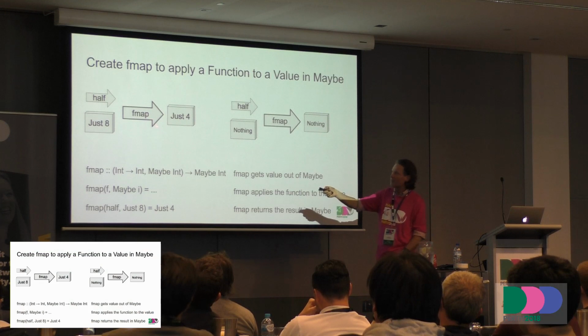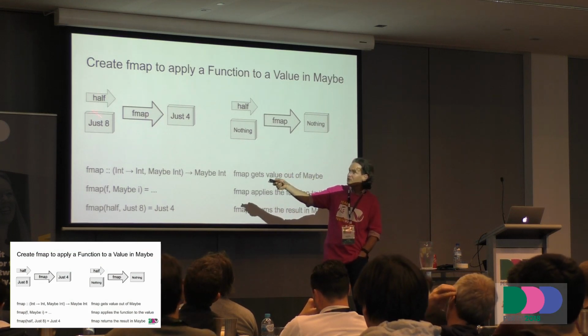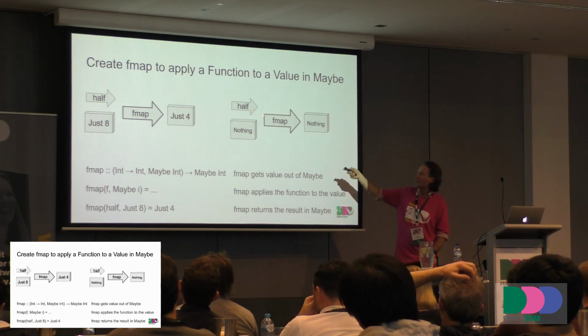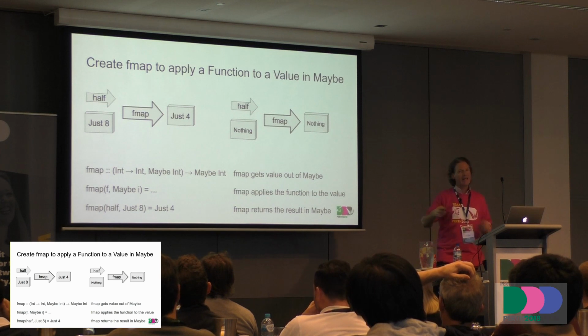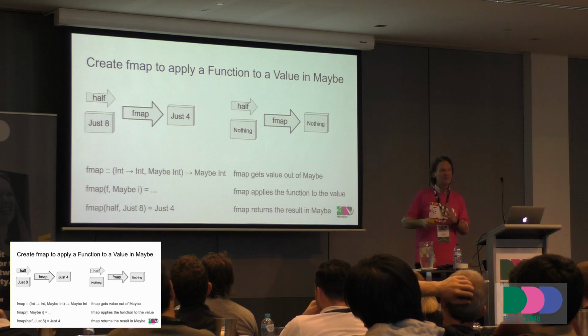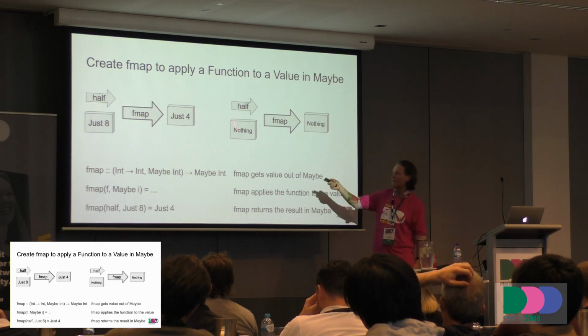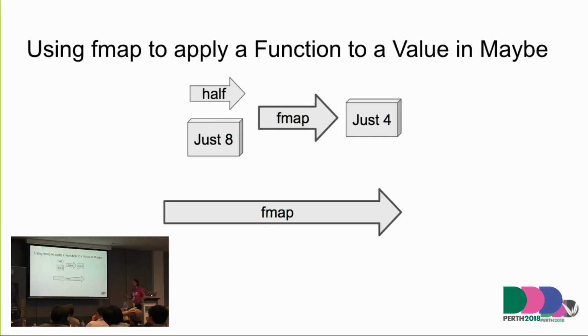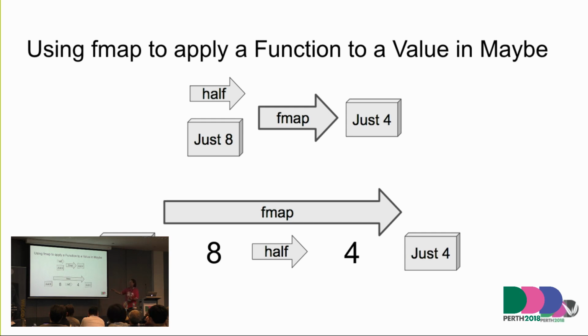So this function fmap takes in the function half, takes in a just 8, and gives out a just 4. This function here also can take in the function half and nothing and give out nothing. So it's able to handle these situations where the function f, or half, expects a normal value, but something comes wrapped in a context. So what does fmap do basically? It's not very hard. Fmap just comes along, it sees just 8, it takes the value out of just 8, it applies the value to the function that's been passed, half, gets the result, and then puts it back inside a context. So that's all fmap does.